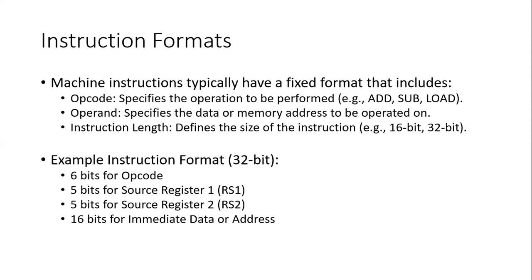So we have the opcode, which specifies the operation to be performed. Say we want to perform addition or subtraction, the arithmetic logic activities, we want to load or store. Then the operand itself specifies the data or memory address to be operated on. Okay, and then we have the instruction length, which defines the size of the instruction. So we're going to see this shown in some of the VHDL codes. It could be 8 bits, it could be 4 bits, it could be 32 bits.